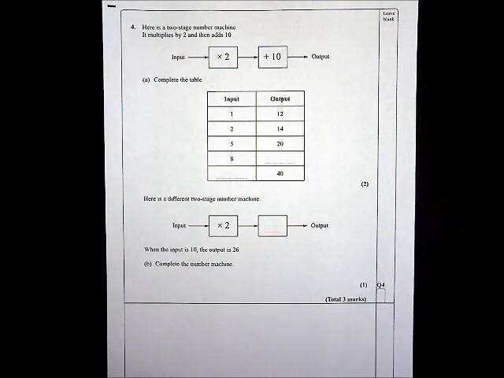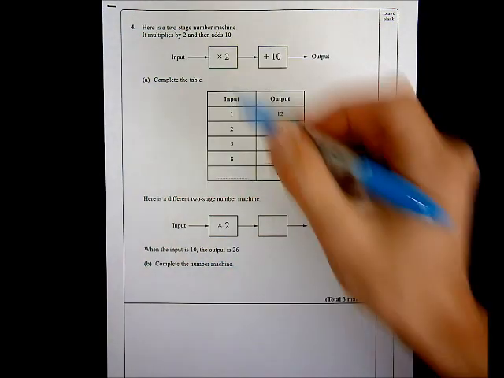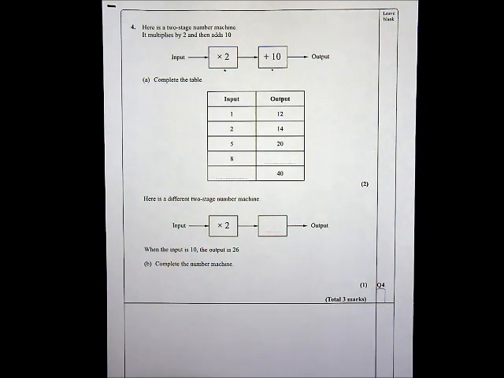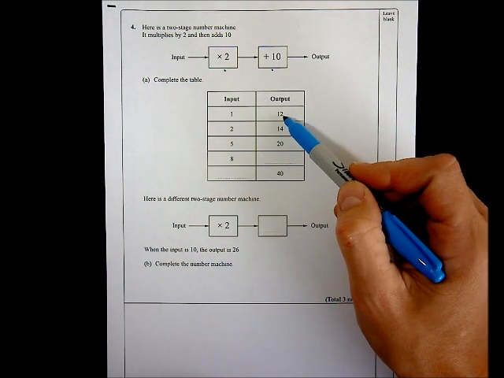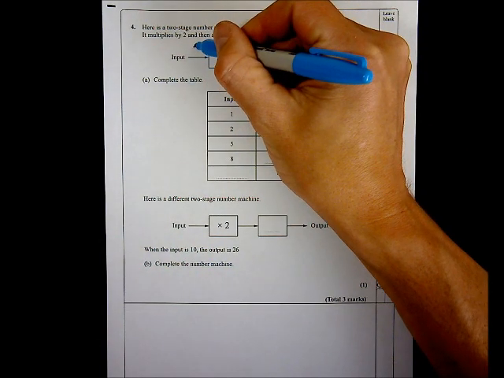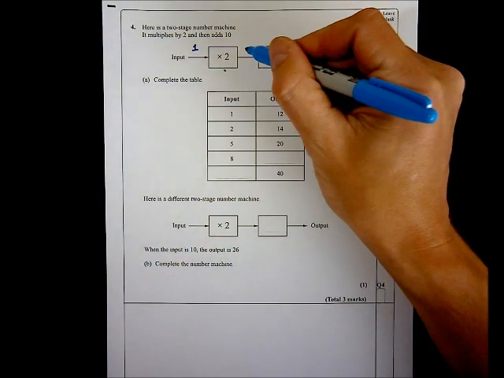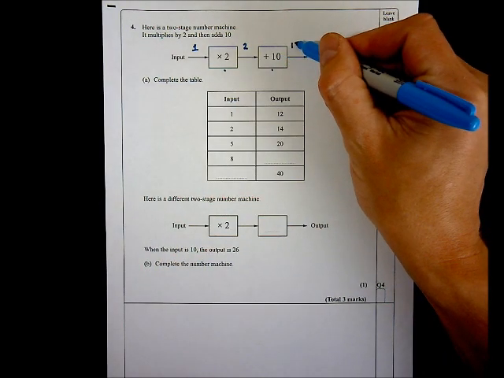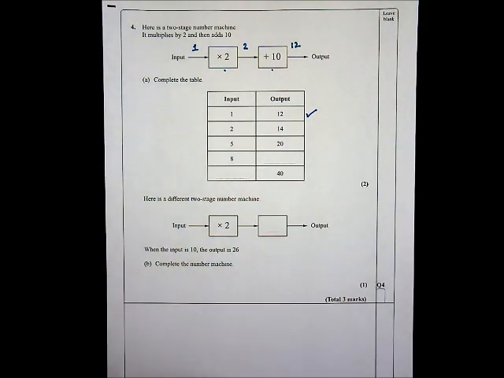On question 4, I'm given a 2-stage number machine and told that it multiplies by 2 here and then adds 10 here. And then I'm given a table with some inputs and some outputs. So what I'm going to do is just check that this first one works. So if I put in 1 as my input and times that by 2, I would get 2 here. And then if I added 10 to that, I would have an output of 12, which is correct. It's what I've got in the table in the first row.